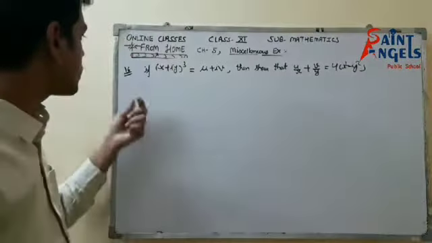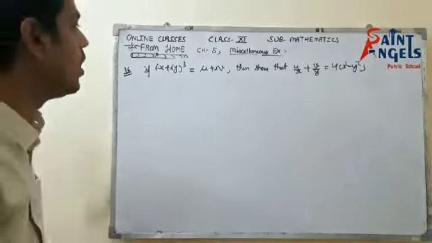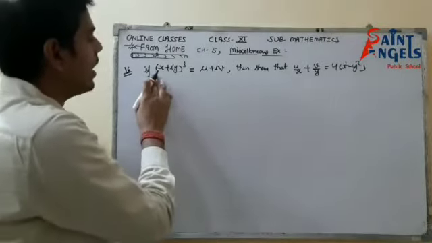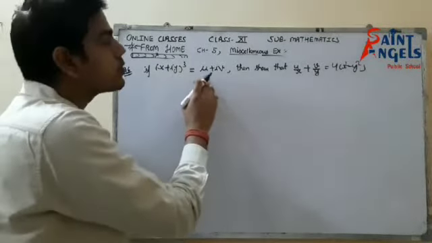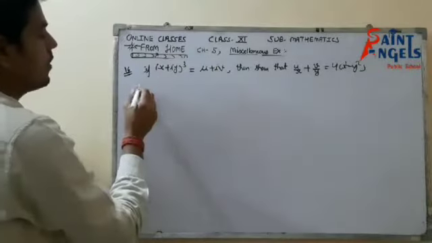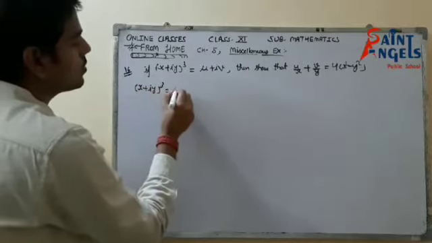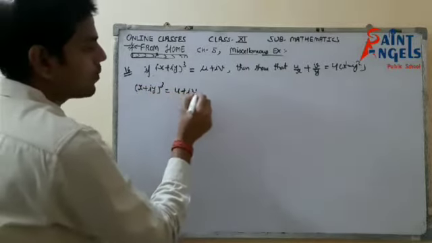So in this video, we'll start from question number 16 of exercise chapter 5, miscellaneous exercise. In this question, we are given that if (x + iota y) whole cube equals this, then we have to prove this expression. First of all, we are given that (x + iota y) whole cube is equal to u + iota v.